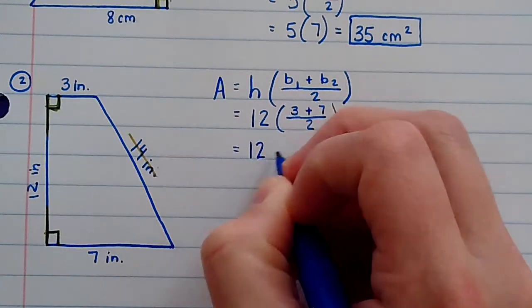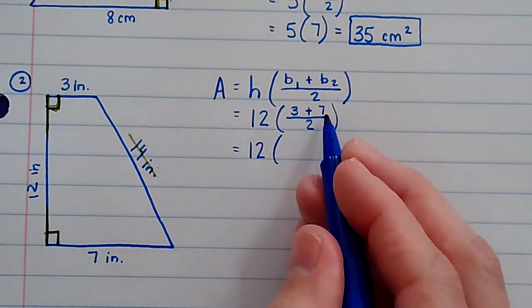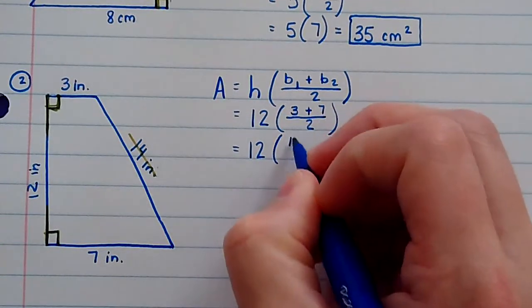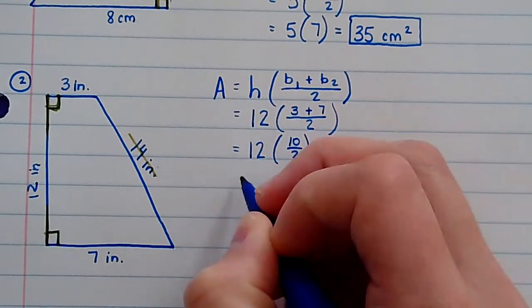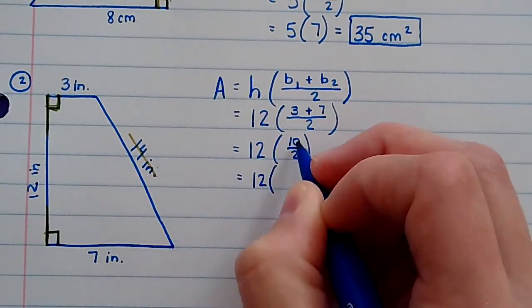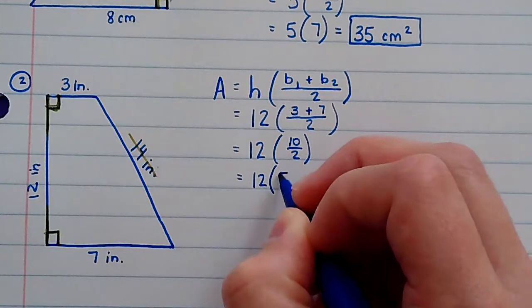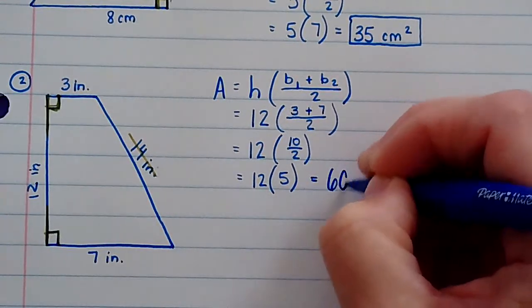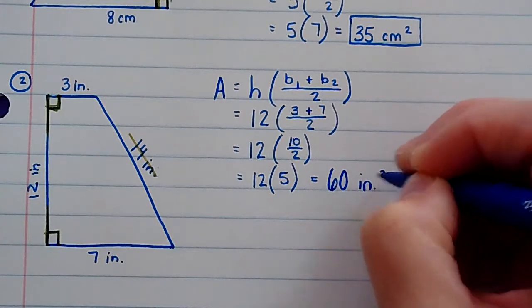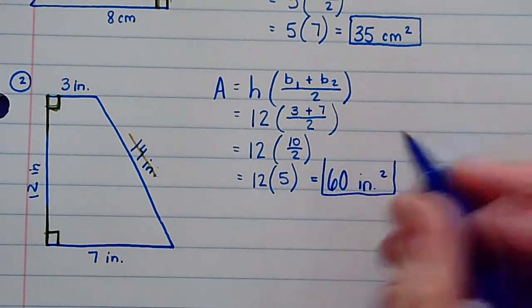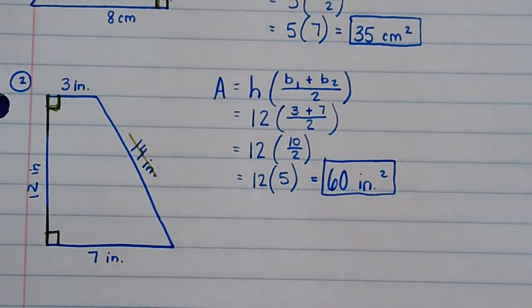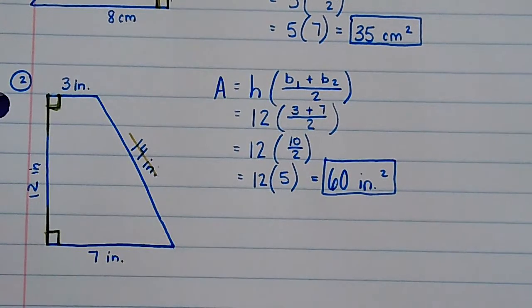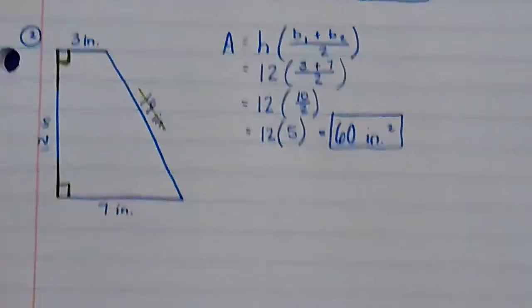All right, let's do the inside of the parentheses first. 3 plus 7 is 10. 10 divided by 2 is 5. 12 times 5 gives me 60. Okay? All right, one more.